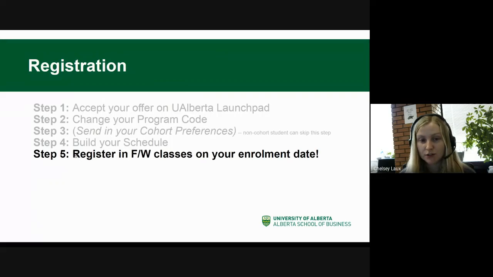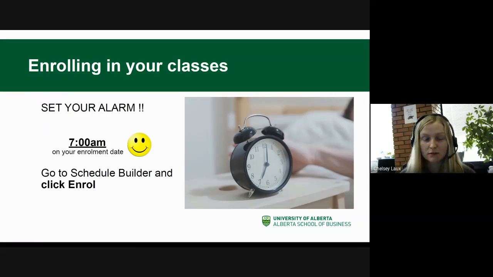All right, so next you're going to register in your classes. Your enrollment date is found on the right-hand side of Bear Tracks. After you've accepted the offer on Launchpad, you've waited a few days for that information to get into Bear Tracks, and you've changed your program code to Bachelor of Commerce, then on your enrollment date, you'll enroll in your classes. Make sure you set your alarm. It's 7 a.m. on your enrollment date. Go to your schedule builder and click enroll.